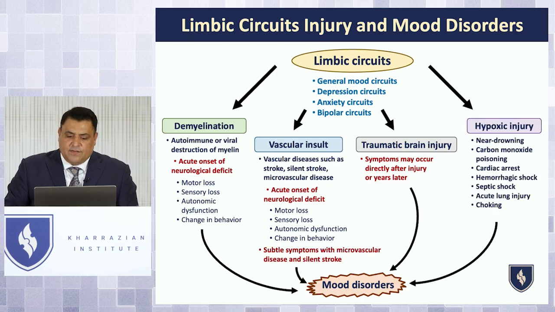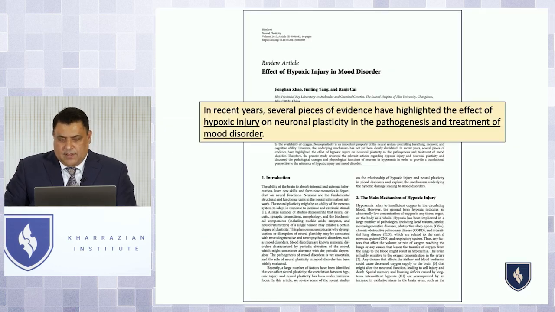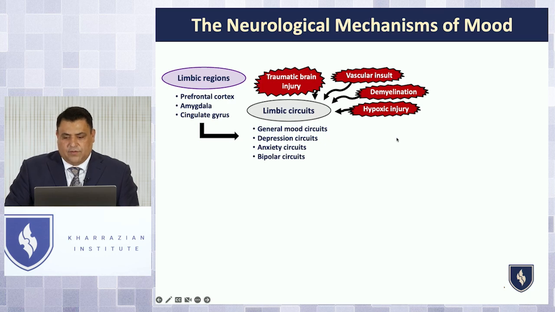And then hypoxic injuries like near drowning, carbon monoxide poisoning, cardiac arrest, hemorrhagic shock, septic shock, acute lung injury, these can all lead into mood disorders. In recent years, several pieces of evidence have highlighted the effects of hypoxic injury on neuroplasticity and the pathogenesis and treatment of mood disorders. So you always want to look into your history for those types of things.